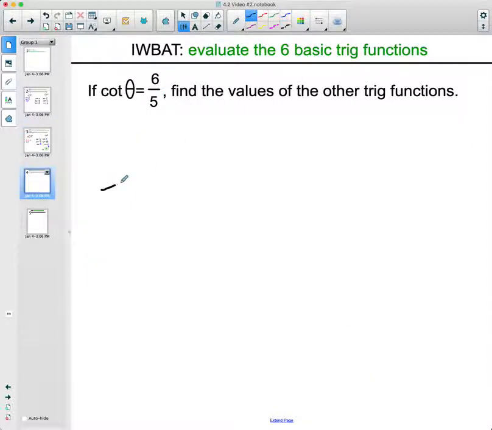Cotangent. So remember, tangent is opposite over adjacent. So cotangent is adjacent over opposite. So we'll put theta in here. The adjacent side is 6. The opposite side is 5.